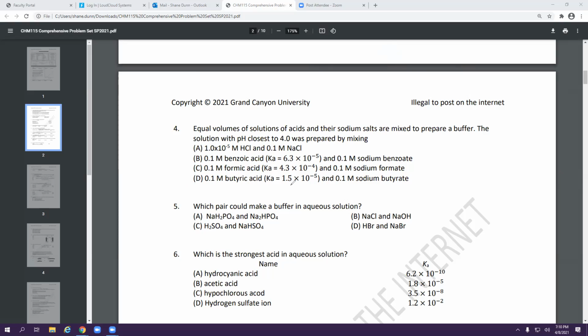So, which pair can make a buffer? Again, what makes up a buffer? A weak acid and its conjugate base, or a weak base and its conjugate acid. Good. Solution A. It's a weak base. Is it? You're wrong. Look at it.